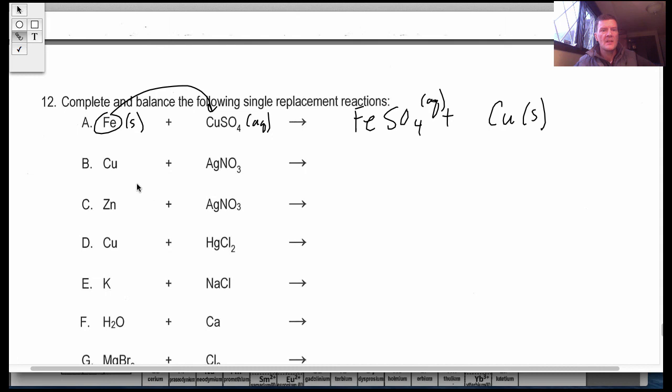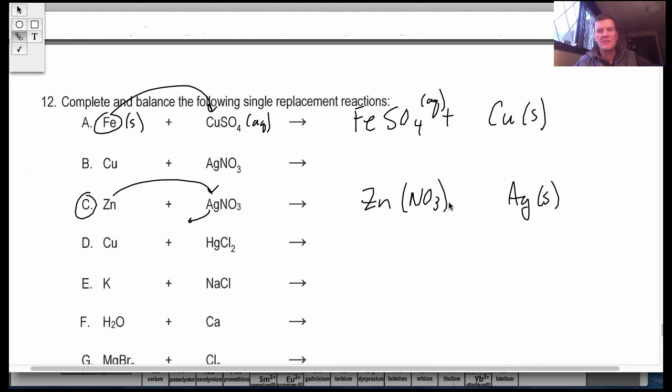Okay? The copper, let's say this is, let's go with this one. Let's go C. Zinc is going to kick out the silver. Silver is going to be by itself now, Ag. That's going to be a solid. And then this zinc and the nitrate. Now the formula for zinc nitrate is zinc is a +2 and nitrate is a -1. So I'm going to need 2 nitrates to get the correct formula here.